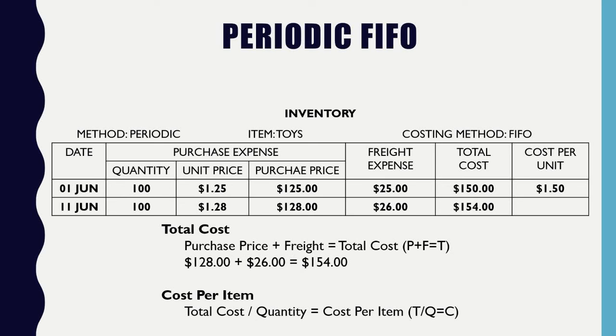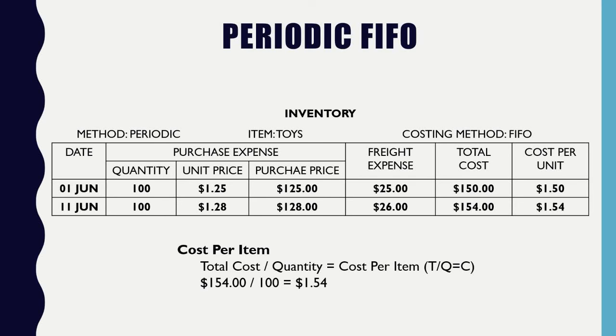$154. Okay. And then last but not least, I need to solve for my cost per item, because this batch is my second batch of inventory. I need to keep a separation so I know how much it's going to cost me if I do sell the second batch of my inventory. So I need to solve for my cost per item, which is going to take my $154, and I'm going to divide that by my 100 items to get me a total of $1.54. Okay?